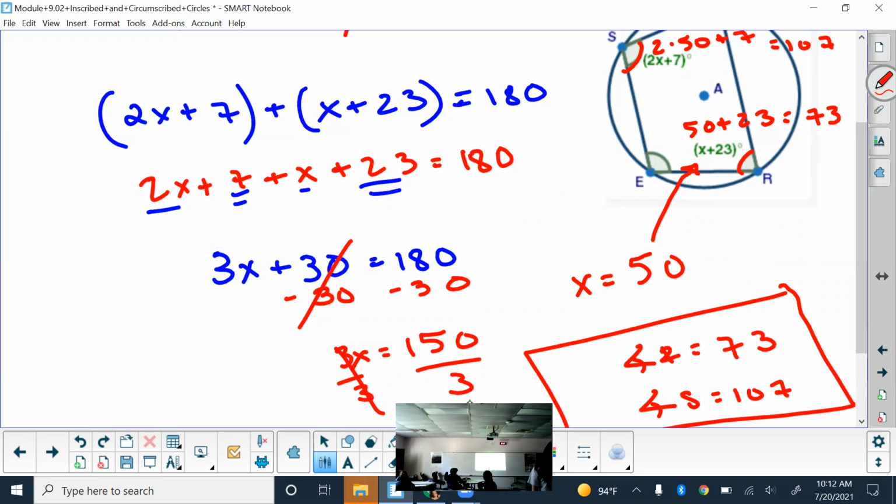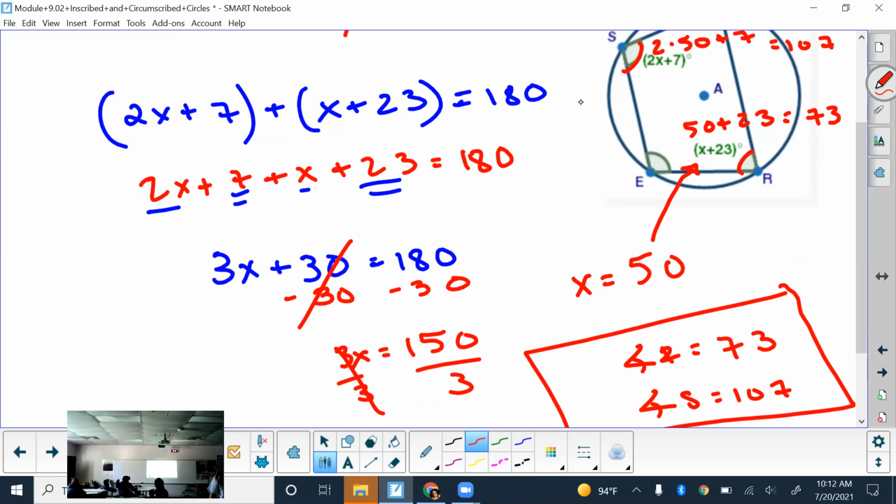We were able to figure that out by knowing that theorem, right? That the opposite angles are supplementary to each other. Questions about that?